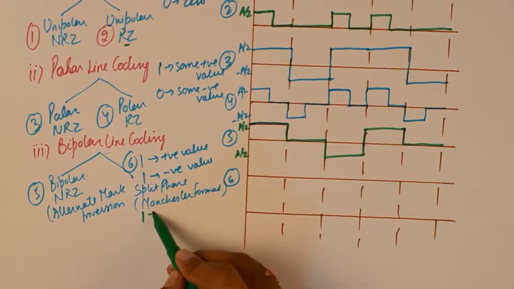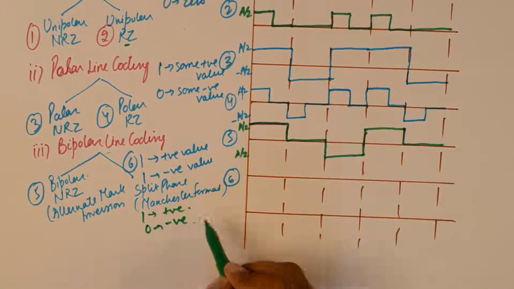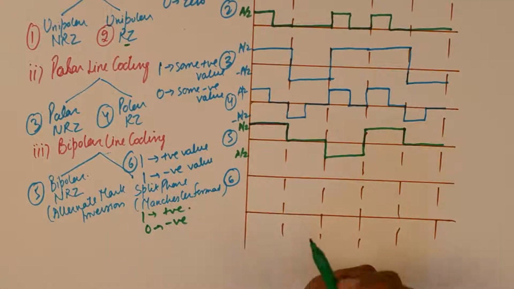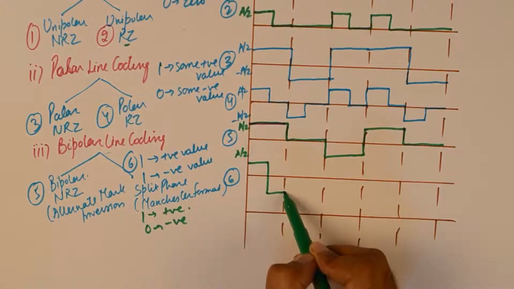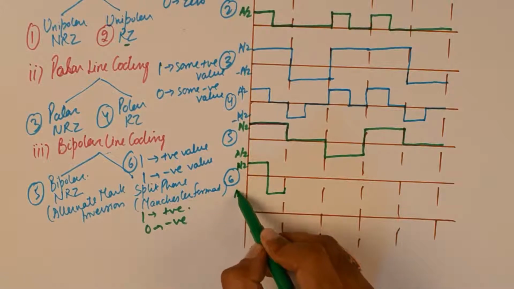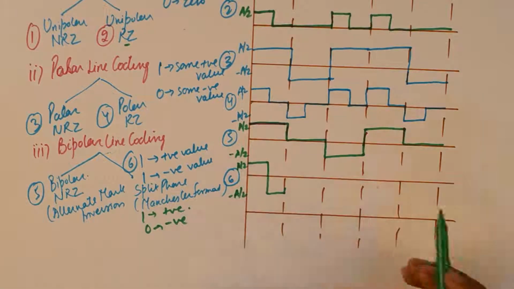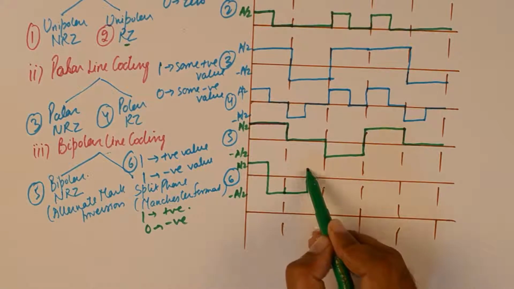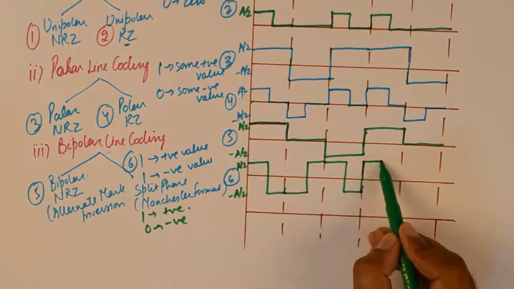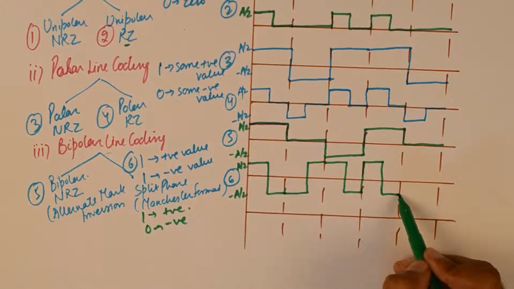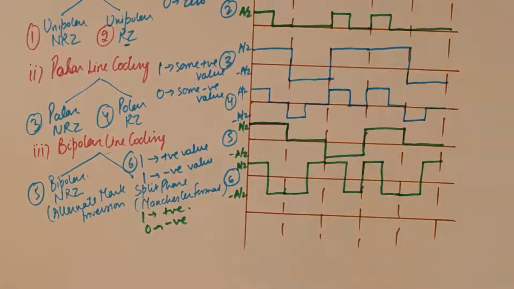And finally we have Manchester format, which is also known as split phase. 1 will start at positive, 0 will start at negative, but halfway through it will change its phase. So 1 will start from plus A by 2, but during the half bit interval it will go to minus A by 2, and that is what the meaning of split phase is. So how do we draw 1 in Manchester? We'll start from A by 2, but halfway through we go back to minus A by 2. So the phase is splitting within the bit interval time. And 0 will start from minus A by 2 but will end in plus A by 2.